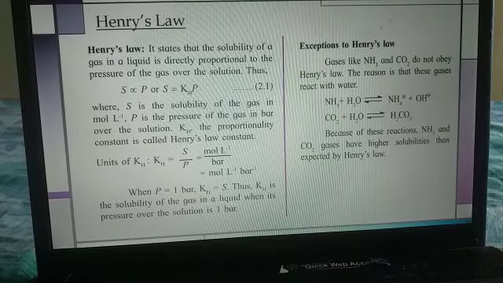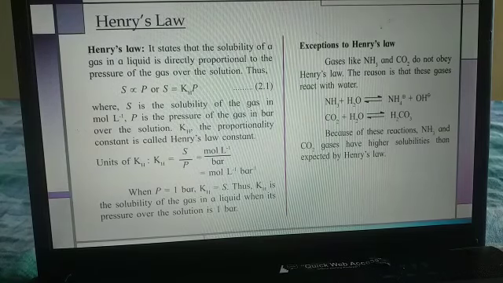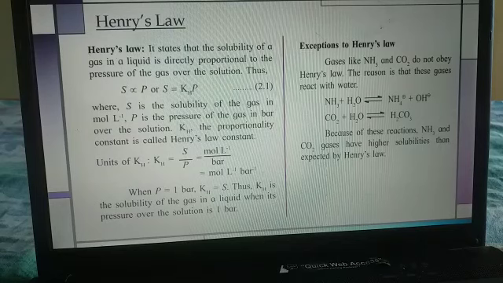Hence, we have to know the unit of Kh. We write Kh is equal to S upon P. The unit of S is moles per liter and the unit of pressure is bar. So, the equation gives Kh in mole per liter per bar. When P is equal to 1 bar, Kh is equal to S, and thus we can say that Kh is the solubility of a gas in a liquid when its pressure over the solution is 1 bar.